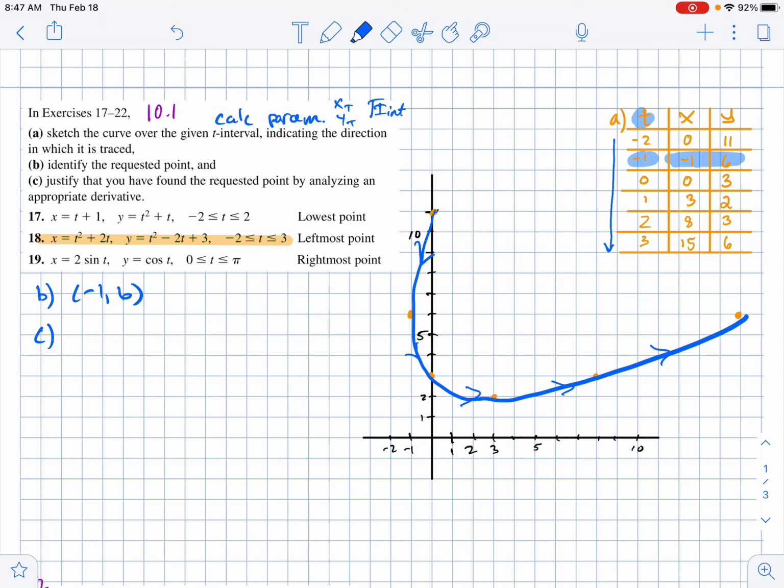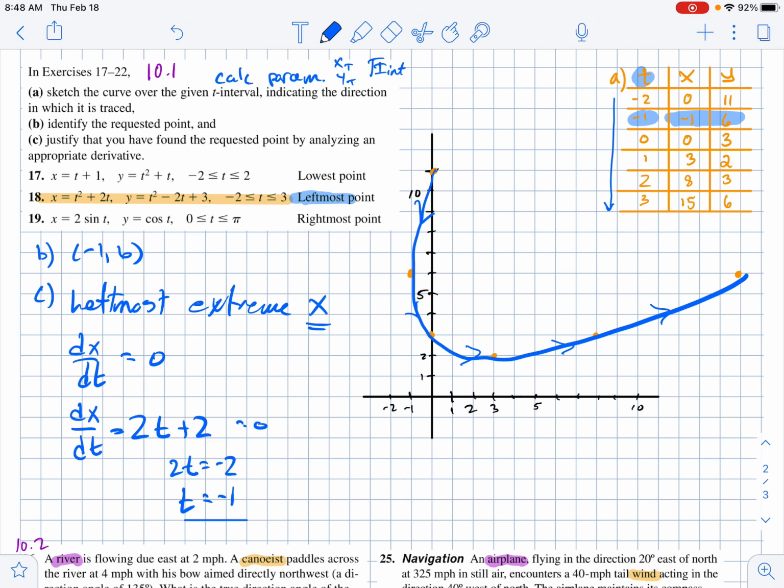So first of all, because we want the leftmost point, that's an extreme in the x direction. So leftmost is an extreme in the x direction. And if we want extremes, those are extreme values. So what we want to look at is dx/dt, and we want to set that equal to 0. So dx/dt is, of course, going to be 2t plus 2. We want to set that equal to 0, so 2t equals -2. So t equals -1. So at t equals -1, we have a critical point.